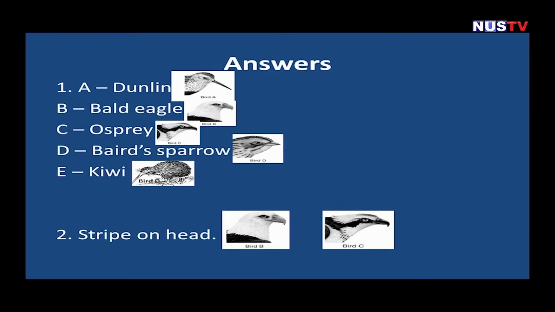So the answers to this activity: bird A is the Dunlin. Bird B is a bald eagle. Bird C is the osprey. Bird D is a house sparrow. And bird E is the kiwi. Also, if you think back to the stripe on the head, like I mentioned for our multiple choice question, it is the main characteristic that sets apart bird B and bird C.